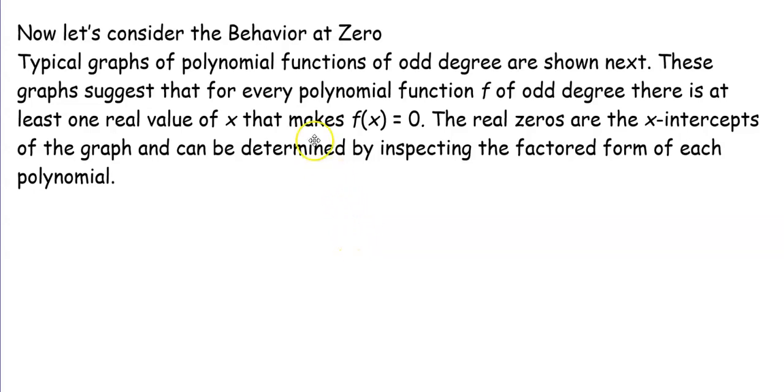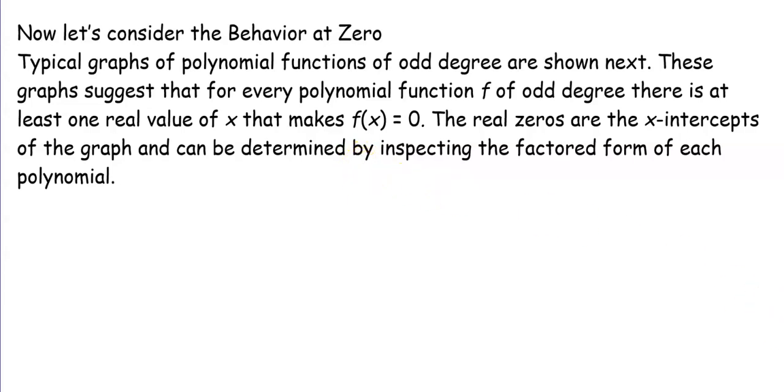So let's go ahead and talk about the behavior of my polynomial graphs at 0. The first one we're going to talk about are our odd degrees, the x to the third, x to the fifth. What these graphs show, and what we can prove algebraically, is that for every polynomial function of an odd degree, there is going to be at least one real value of x that makes f of x equal 0. What that means is I can plug in at least one value of x that's going to make y equal 0. Okay, the real zeros are my x-intercepts on my graph.